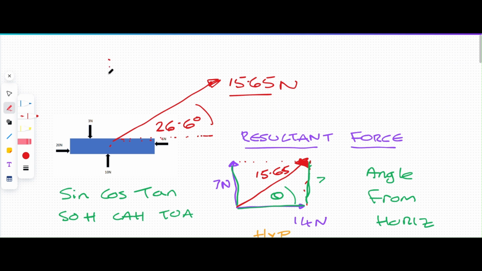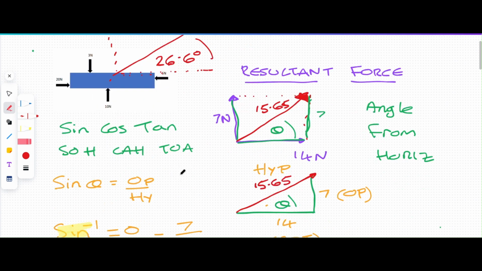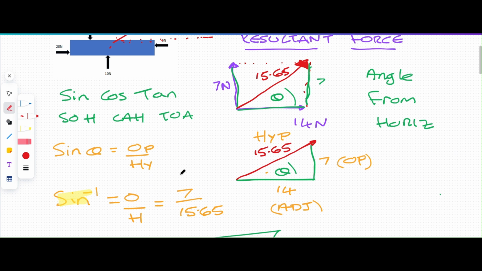If you wanted to, you could work out the other angle from there, it's up to you. So we've got size and direction. We know that this object wants to try and move, if it could, up like that, 15.65 at about 26, 27 degrees from the horizontal. So that's calculated the resultant force and angle using Pythagoras and a bit of trigonometry.